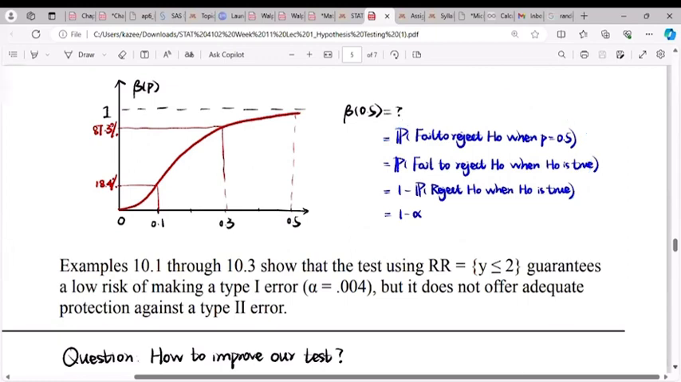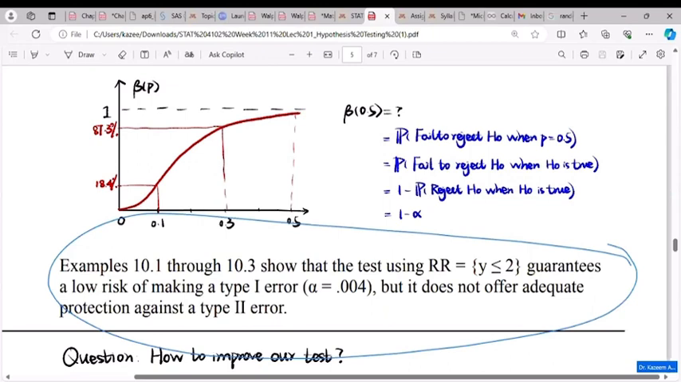Now, the question is, the type 1 error was small. We got type 1 error to be very small, but type 2 error is very high. And that was why I said here that using a rejection region of y less or equal to 2 guarantees a low risk of making a type 1 error of 0.004, but it does not offer adequate protection against type 2 error.